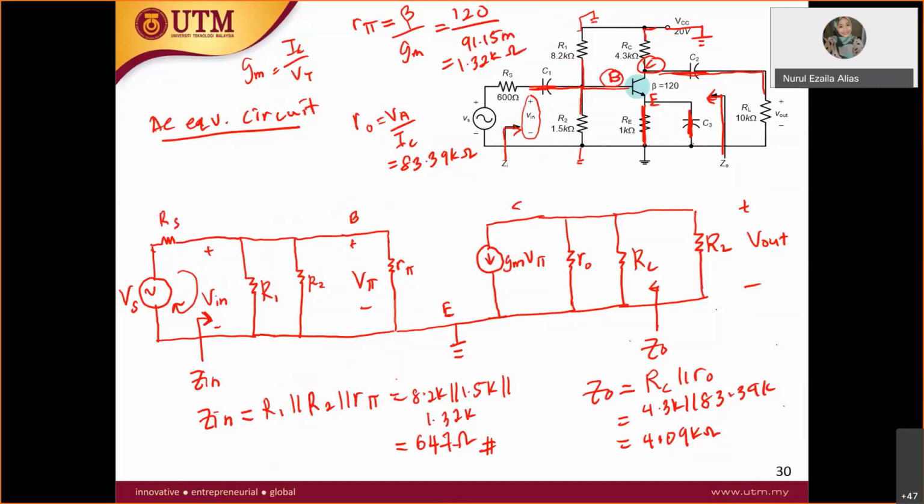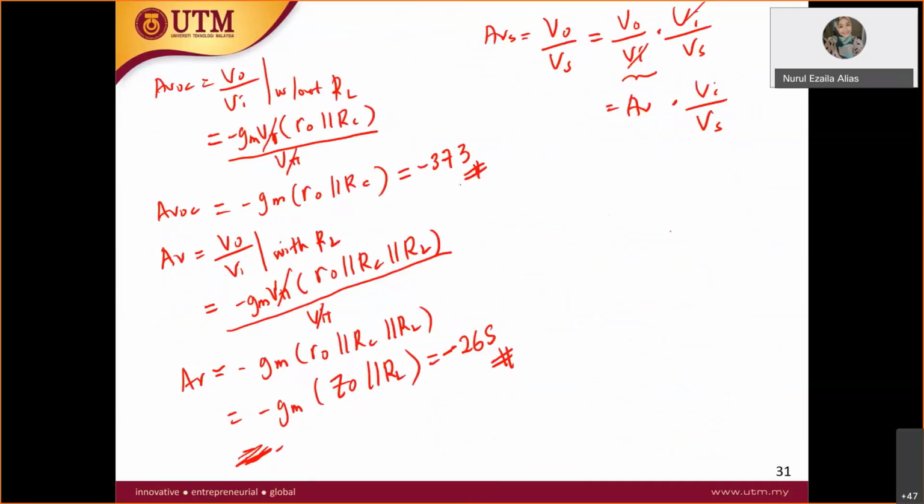Can we use voltage divider? No one responding. Okay, doesn't matter. Let's draw together. So this is your V in, this is your RS. So the resistor here is Z in, and this is your V in, this is RS. So how do you get V in, student, here?